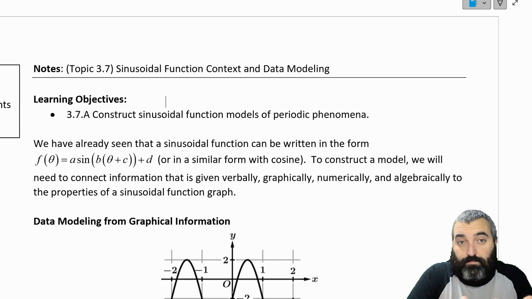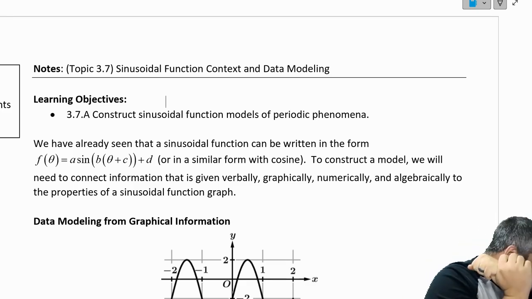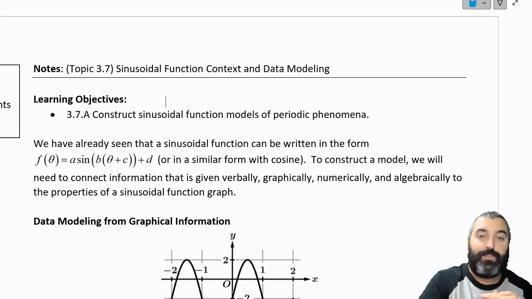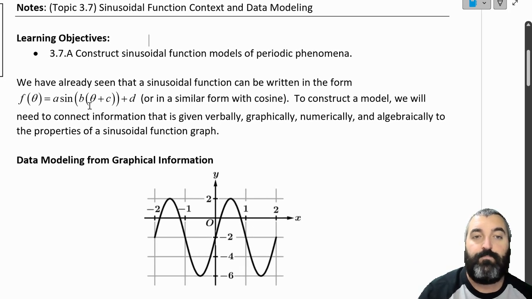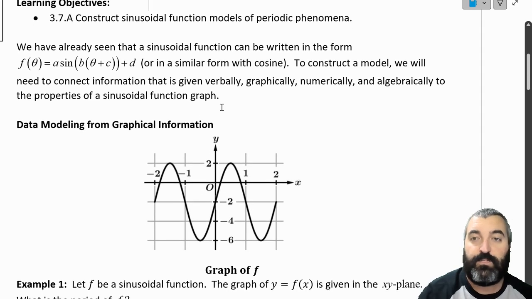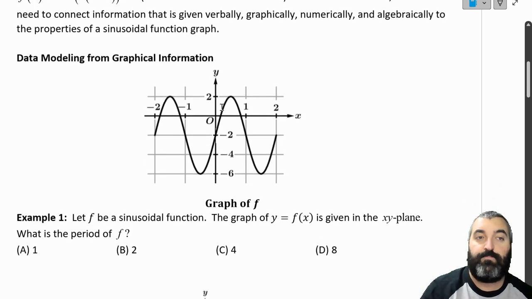So, sine word problems. We've already looked at sinusoidal functions and their general form, whether it's sine or cosine. So to construct the model, we'll need to connect all this information either verbally, graphically, numerically, and algebraically. I'm going to show this.